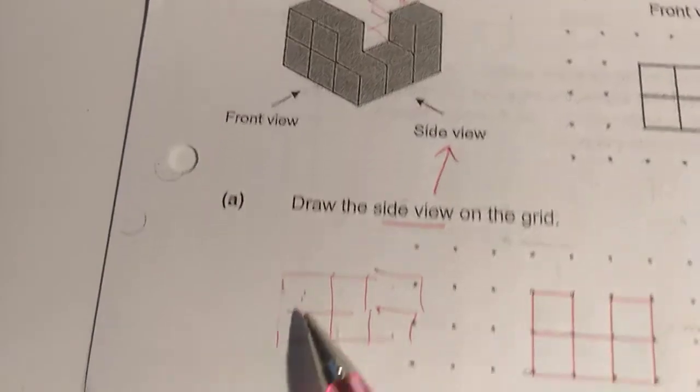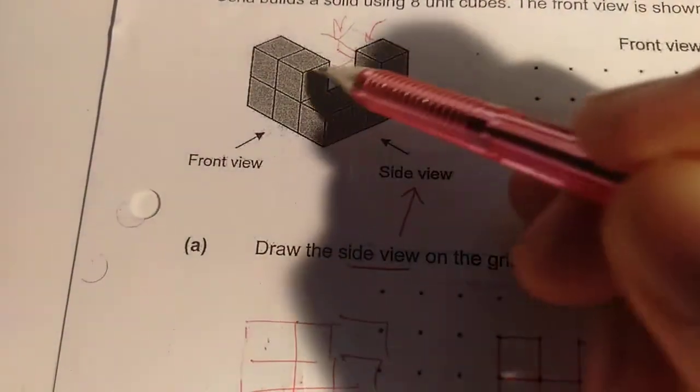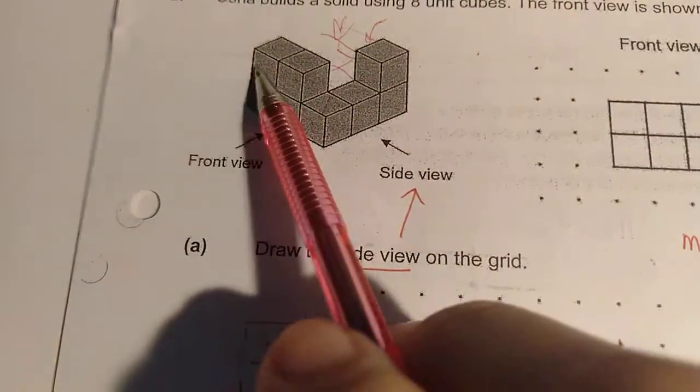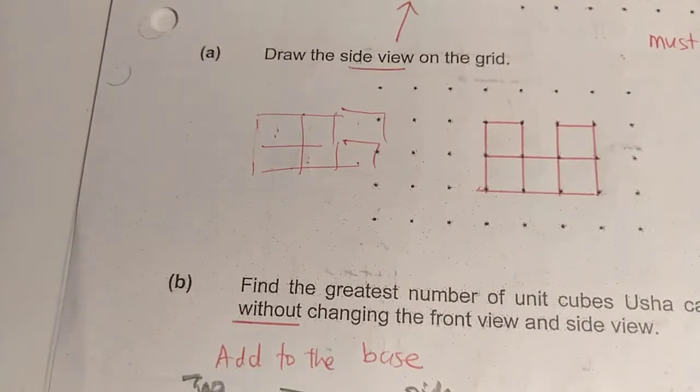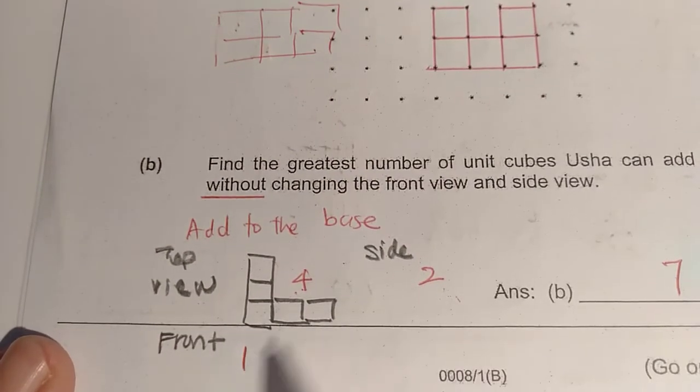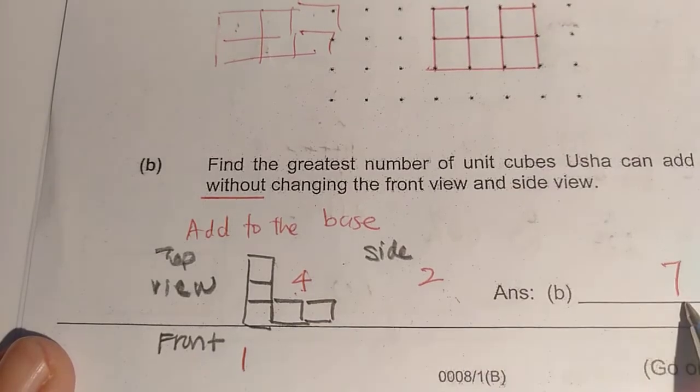And then how about the front view? Here, right? And I will see 1, 2, 3. So if I add 1 more here, I'll still see 1, 2, 3 on top, right? I can add 1 more from the front. And therefore, I can have 7. So I have 4 plus 2 plus 1, I have 7.